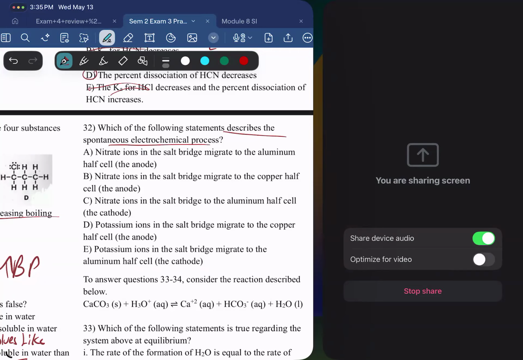A would technically be right. B would be wrong because copper is not an anode. Aluminum is not the cathode. Copper is not the anode. And aluminum is not the cathode. So the answer has to be B.